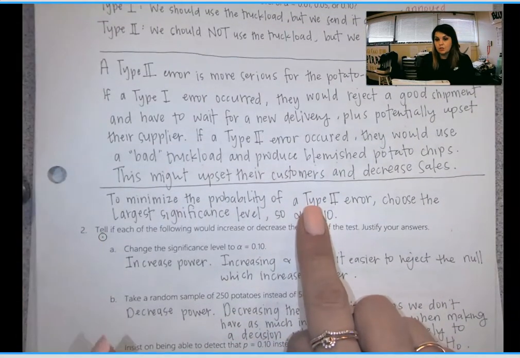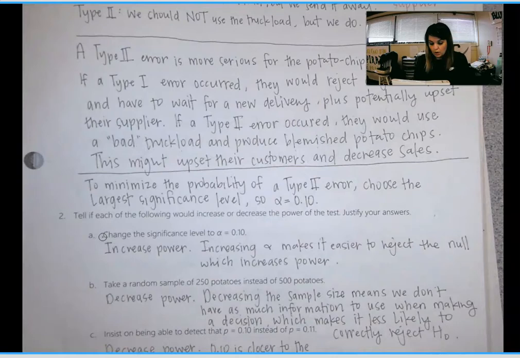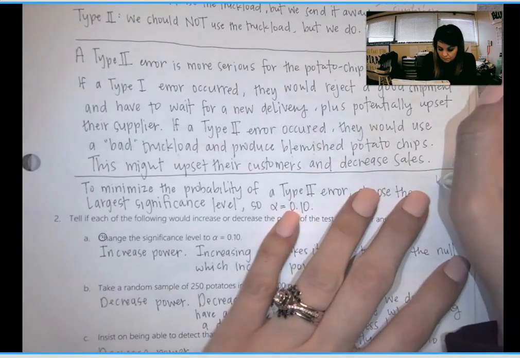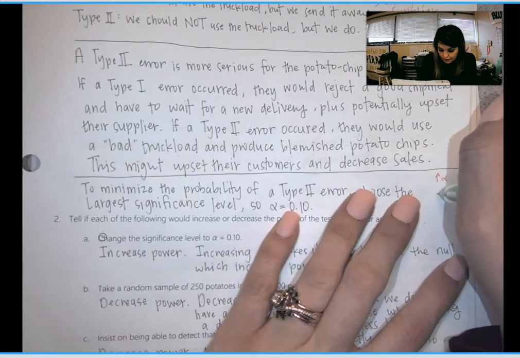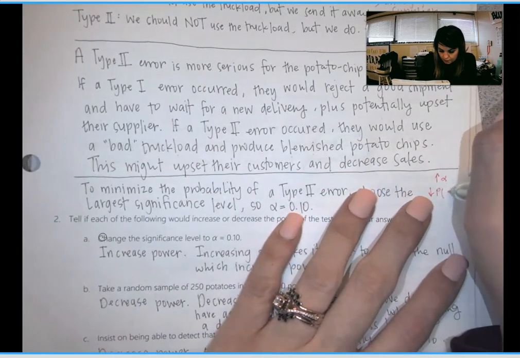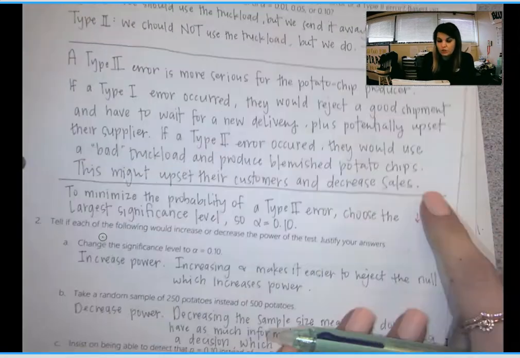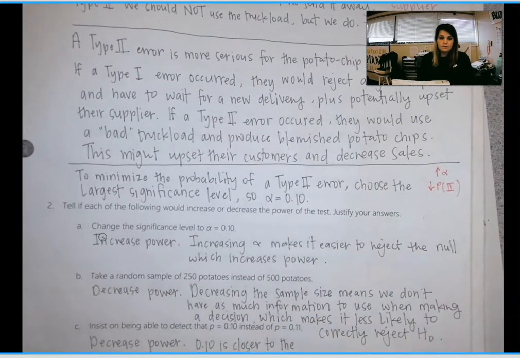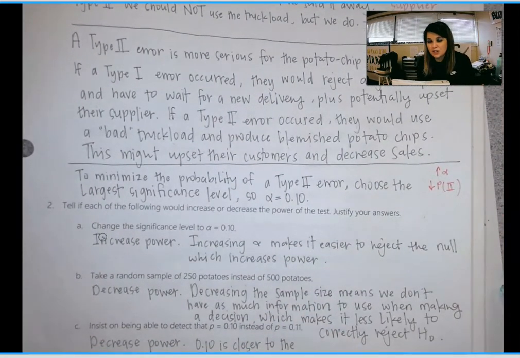of a type 2. So you may want to write that in. If you increase alpha, you decrease probability of type 2. That's very shorthand. Don't write that in if it's just going to confuse you, though.